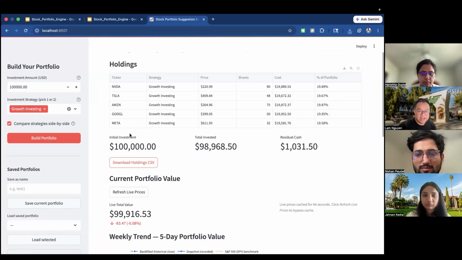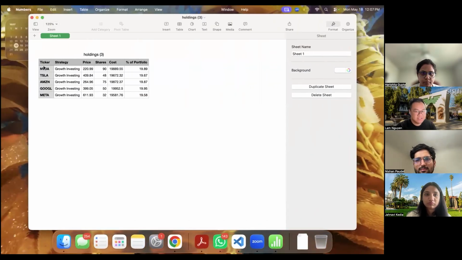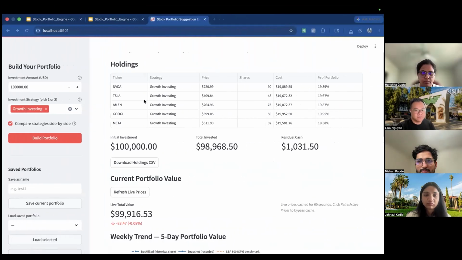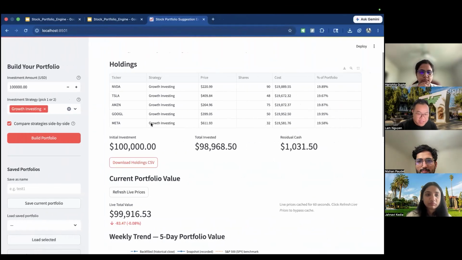So the columns match the UI table exactly: tickers, strategy, price, shares, cost, and percentage. The row count matches the number of tickers in our holdings. This lets users take their portfolio outside the app into Excel, Google Sheets, or any other tool.